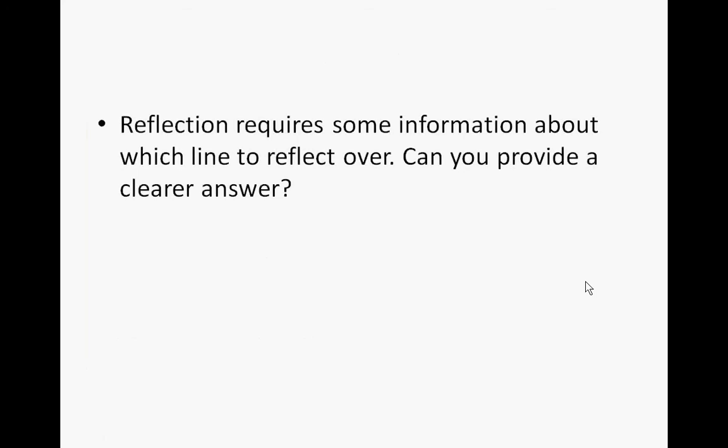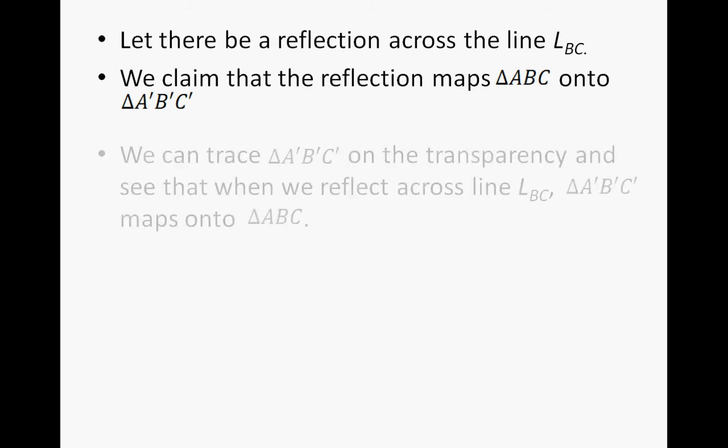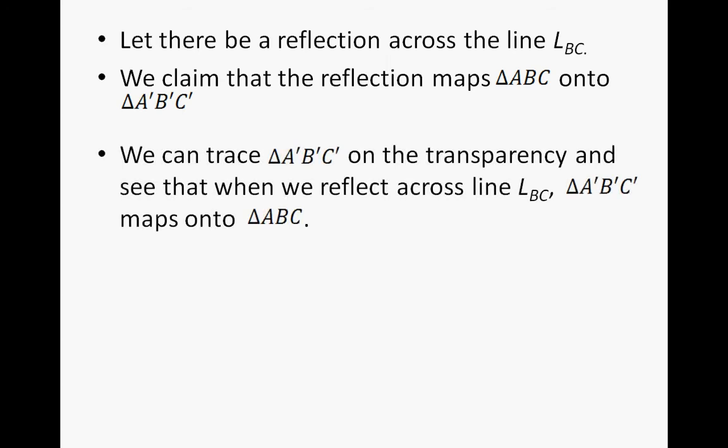So the reflection requires some information about the line to reflect over. Can you provide a clear answer? And we just did. We're going to call that line BC because it is the line segment between point B and point C. So let there be a reflection across line BC. We claim that the reflection maps triangle ABC onto triangle A prime, B prime, C prime. And we can trace A prime, B prime, C prime on the transparency and see that when we reflect it across BC, A prime, B prime, C prime would map back onto ABC. So that is our proof.